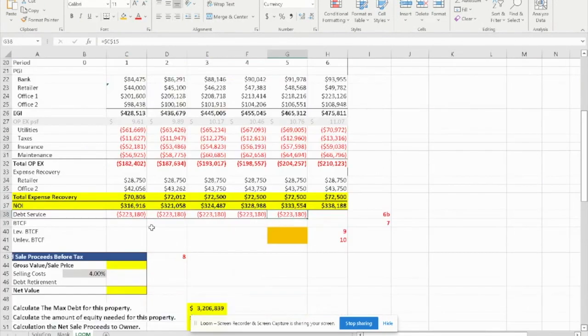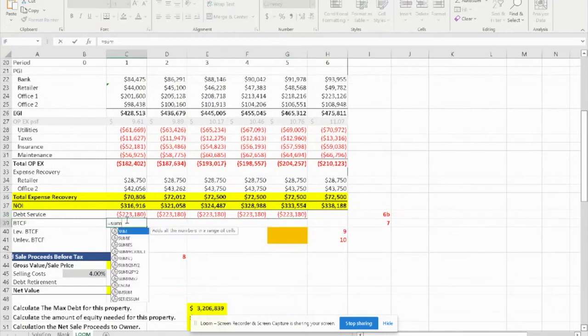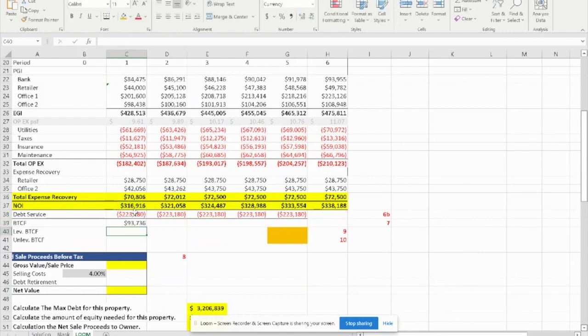Okay, perfect. Now that you're done with that, you can calculate your before tax cash flow, which is the sum of your NOI and your debt service, and that's going to give you $93,000 for year 1. No need to anchor. You can drag it across to year 5 to get $110,000 for year 5. For the levered before tax cash flow, it is going to be the same as the above row, with the exception of year 5. So you're just going to say equal to whatever is above for the before tax cash flow.